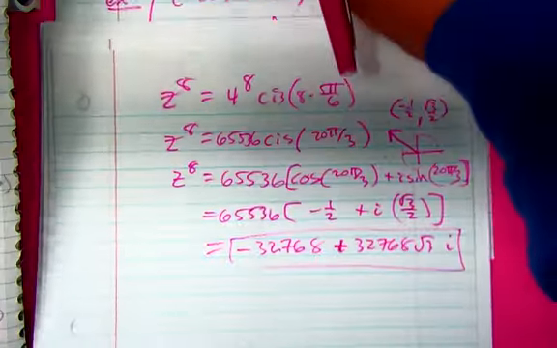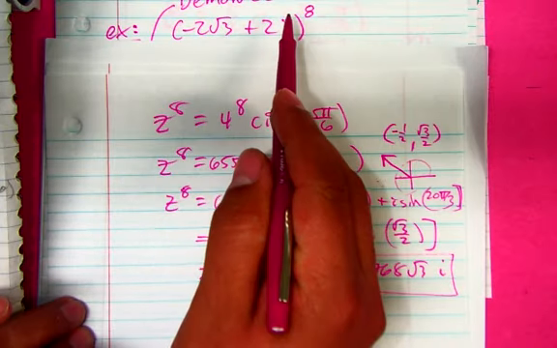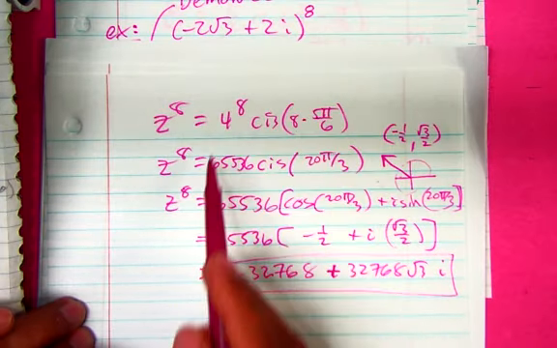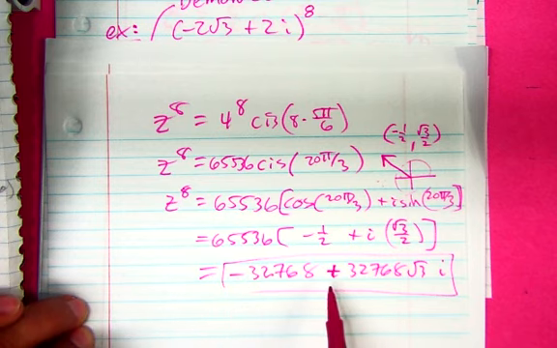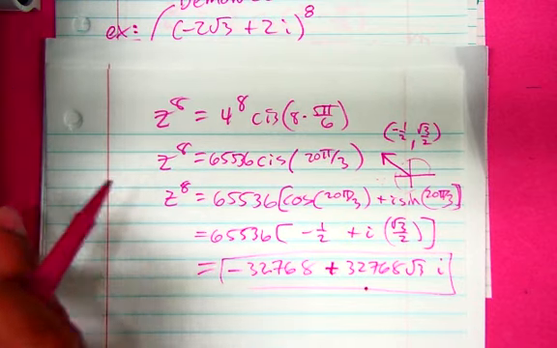Are we done with this? Yeah. Nice. So this problem, which would have taken a lot longer, we converted to cis form, used De Moivre's theorem, and here's our answer. So instead of FOILing or the triangle or the binomial theorem, there we are.